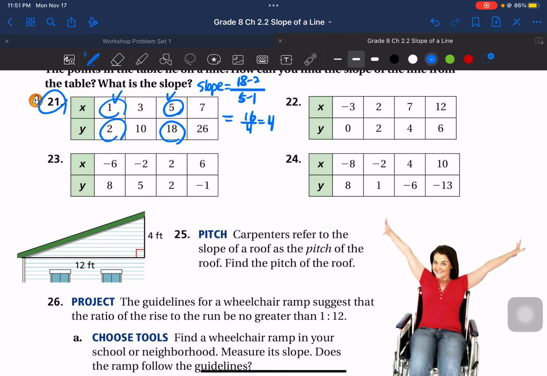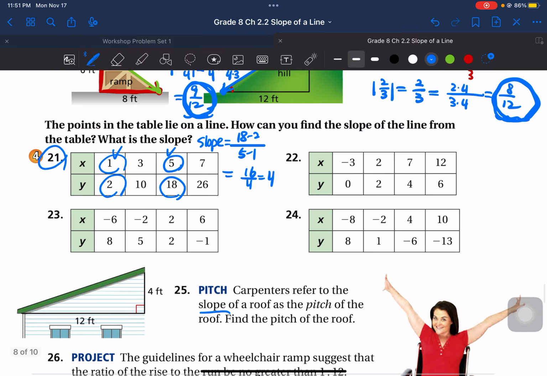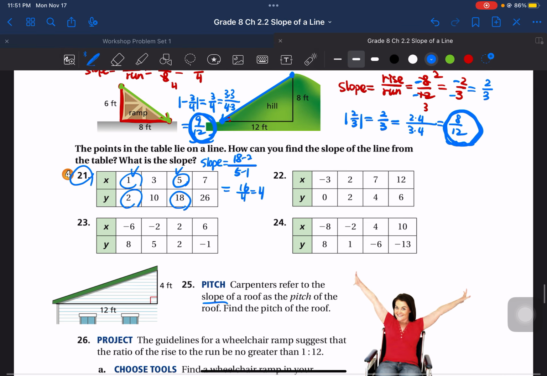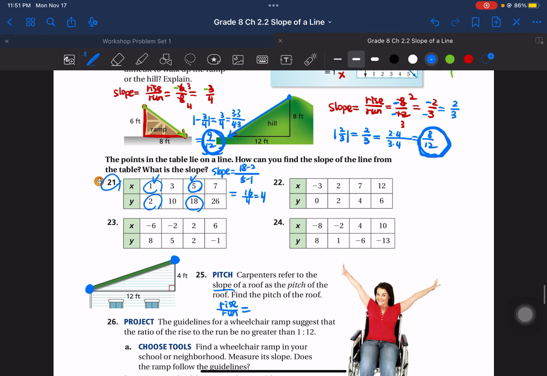Number 25, it's still looking for the slope. So basically it's the same as question 20. So just see you have 2 points here, and then find the rise over run. And that's it. That's for question 25.